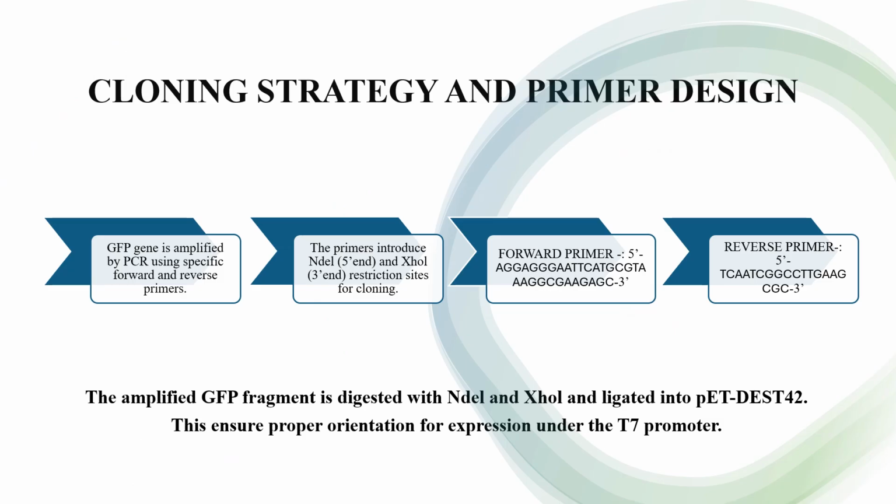Moving to the next slide: cloning strategy and primer design. The GFP gene is amplified using PCR, incorporating restriction sites for cloning into PET-DEST42. The amplified fragment is then digested with NdeI and XhoI, ensuring compatibility with the vector's MCS. Next, the digested GFP fragment is ligated into the PET-DEST42 vector using T4 DNA ligase, ensuring proper orientation for expression. The recombinant plasmid is then introduced into competent E. coli cells through heat shock transformation, followed by selection on LB agar plates containing ampicillin.